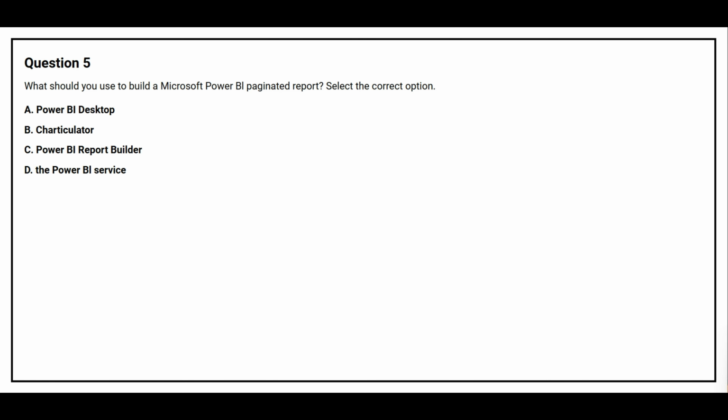Question number 5. What should you use to build a Microsoft Power BI paginated report? Select the correct option. Option A, Power BI Desktop. Option B, Charticulator. Option C, Power BI Report Builder. Option D, the Power BI service. The correct answer is option C, Power BI Report Builder.